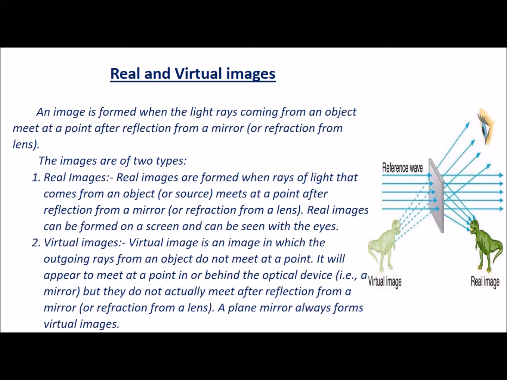2. Virtual images. A virtual image is an image in which the outgoing rays from an object do not meet at a point. It will appear to meet at a point in or behind the optical device, that is, a mirror, but they do not actually meet after reflection from a mirror, or refraction from a lens. A plane mirror always forms virtual images.